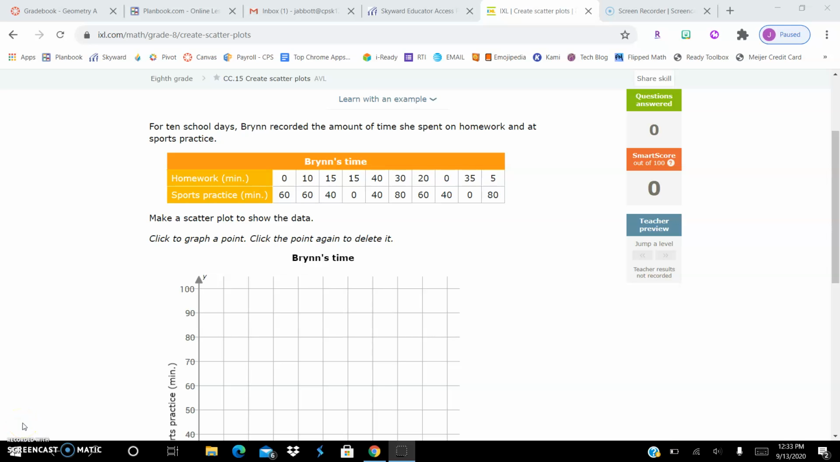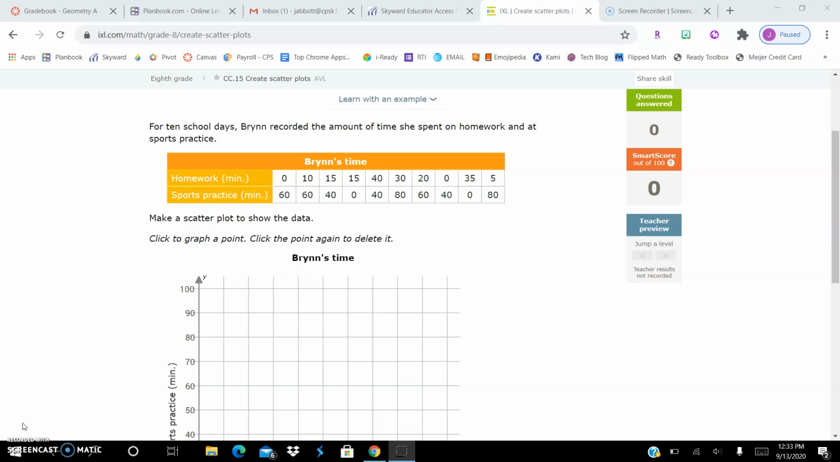Today's lesson is on scatter plots, and this particular IXL is on creating scatter plots. A scatter plot is a graph where the points are kind of all over the place. So we are not going to connect them with a line. We are just going to plot the points on there. They may show a pattern or they may just be all over the place, depending on the information given.